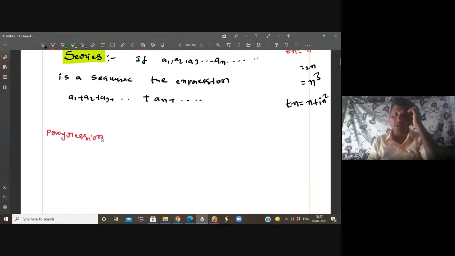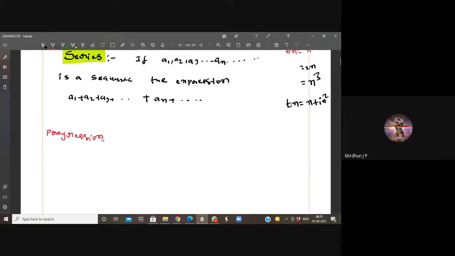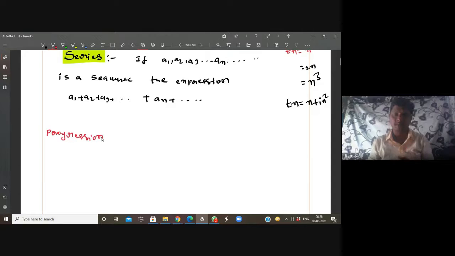So progressions are of three types: arithmetic progression, geometric progression, and another one is harmonic progression. And what is a progression? Nothing but a set or sequence. It is not necessary that the terms of a sequence always follow a certain pattern.